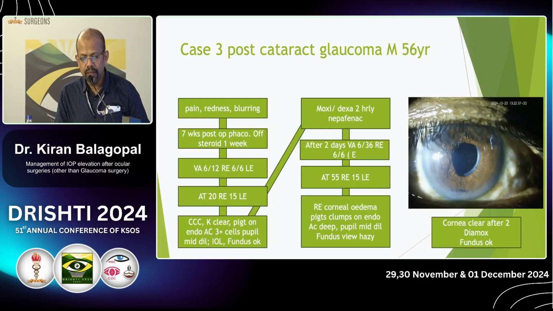Then we come to another more recent case. The patient presented after 7 weeks of uneventful phaco surgery, and he was off steroids after 1 week, with pain, redness and blurring. Vision was 6/12, applanation 20 in that eye. There was some circumcorneal congestion, relatively clear cornea, pigments on endothelium, AC showed 3 plus cells, pupil was mid dilated, IOL and fundus were okay.